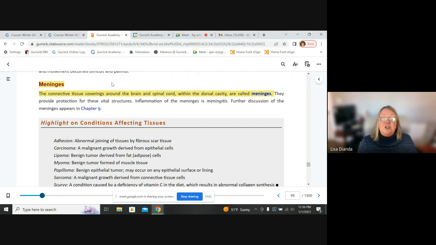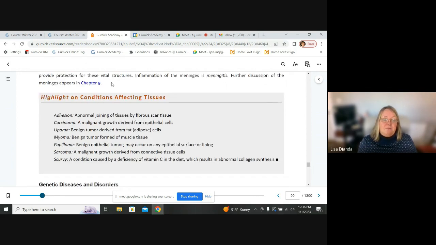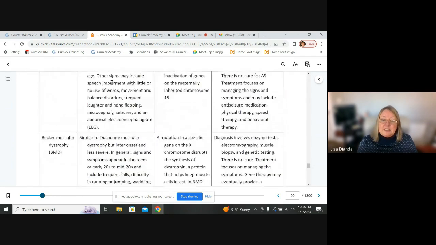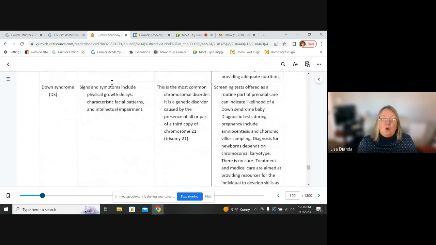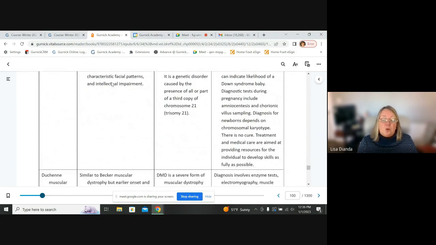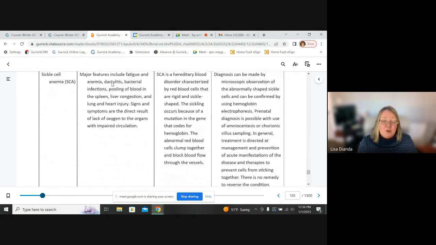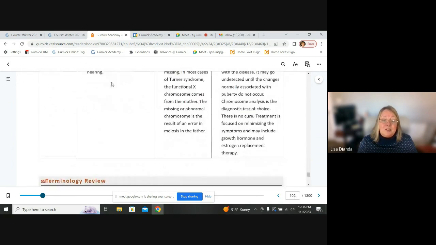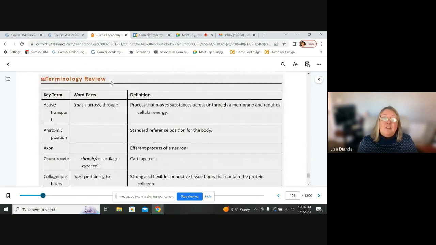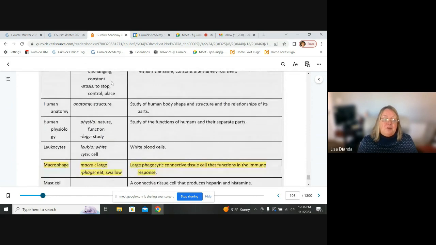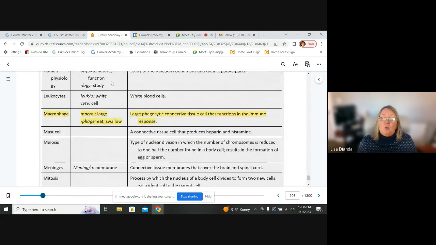Meningitis, an inflammation of the meninges. So there are other features in your chapter. Genetic diseases. There's a page that's going to go over each one, and common disorder screening tests. I'm not going to stop and spend time with those right now, but I do want you to read them because it's interesting stuff. And then there's a terminology review, so you can go back and consider what you've learned through the chapter. See these things again. See what's making sense.